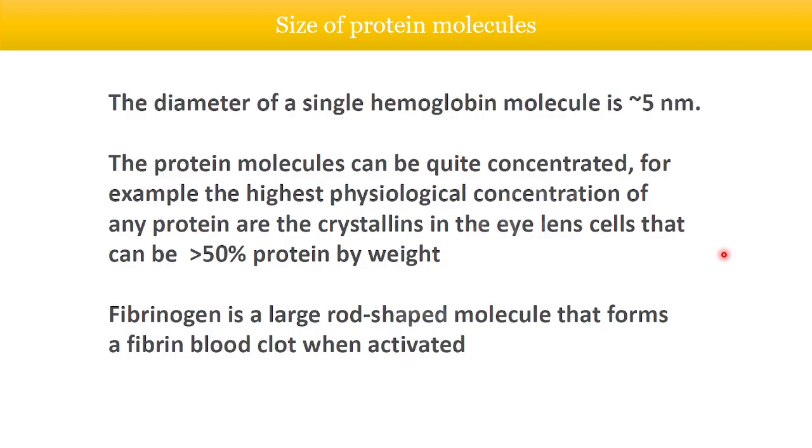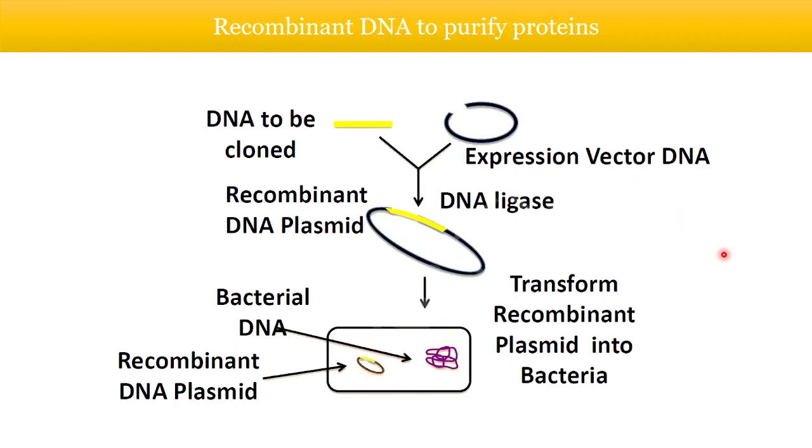So, size of the protein molecules. The diameter of a single hemoglobin molecule is 5 nanometer. So the protein molecules can be quite concentrated. For example, the highest physiological concentration of any protein is the crystallins in the eye lens, which can be greater than 50% protein by weight. You have fibrinogen, that is a large rod-shaped molecule that forms a fibrin blood clot when activated.